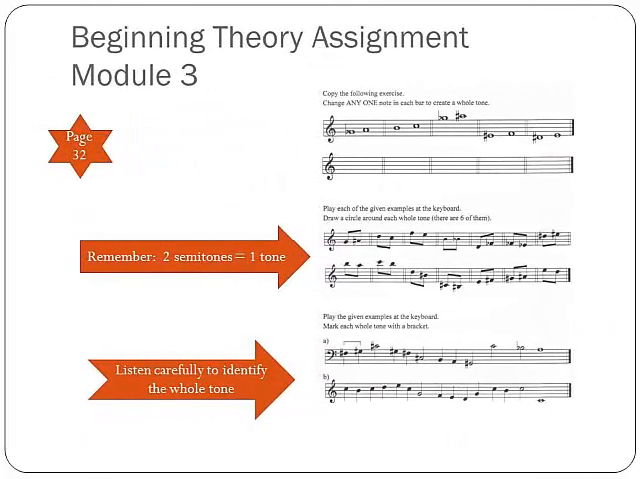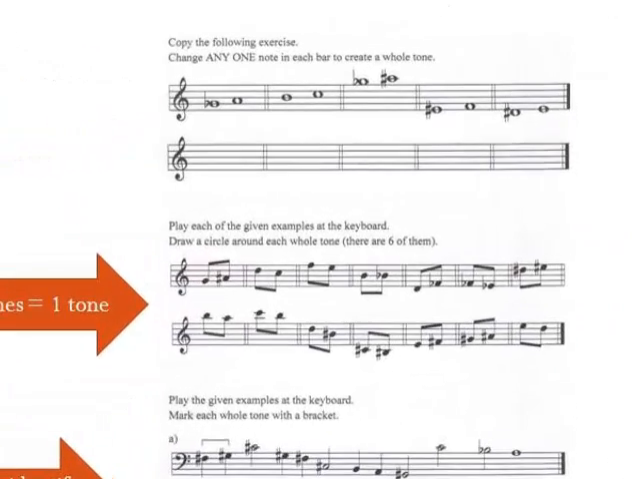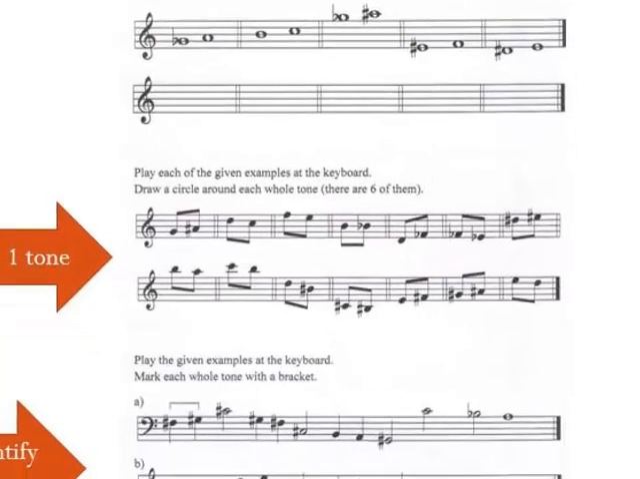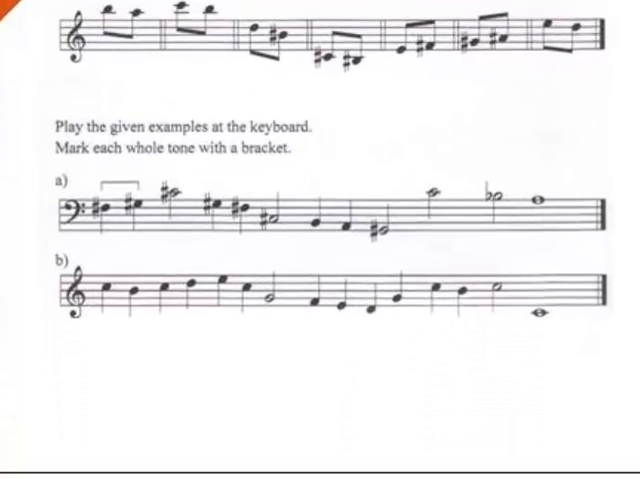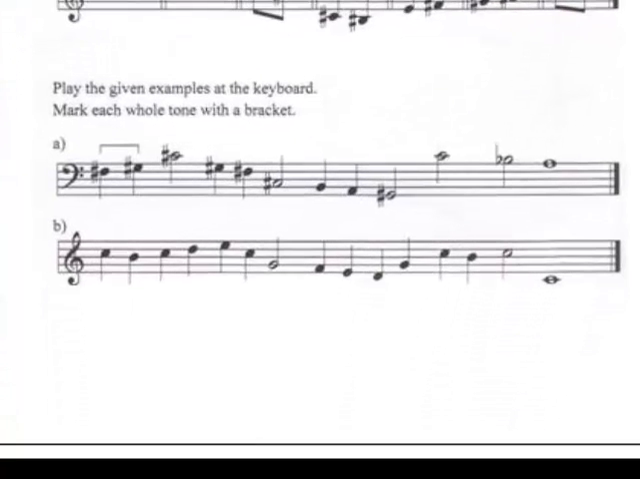On page 32, number 31, you're going to copy the following exercise and change any one note in each measure to create a whole tone. You can choose which one you want to change, but you can only change one note. Number 32. Play each of the given examples at the keyboard and draw a circle around each whole tone. And number 33, play the given examples at the keyboard and mark each whole tone with a bracket. That's very similar to what you're doing in number 32.